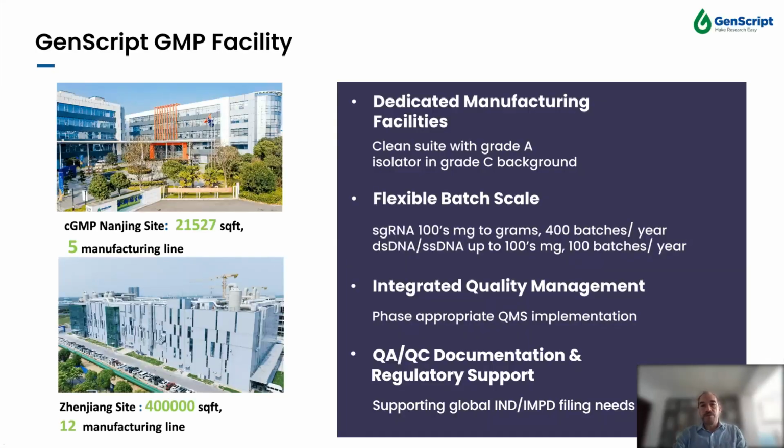These are just some pictures of our GMP facilities. We have GMP facilities in Nanjing with 21,000 square feet of area and 5 manufacturing lines. We also recently built a much bigger GMP facility in Zhenjiang, 400,000 square feet with 12 manufacturing lines. We have GMP dedicated manufacturing facilities, every production line is separated, and we can do flexible batch scales. We have high quality management systems, QA/QC documentation, and regulatory support.